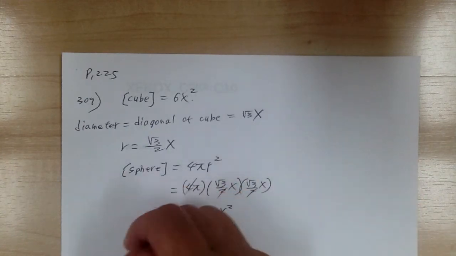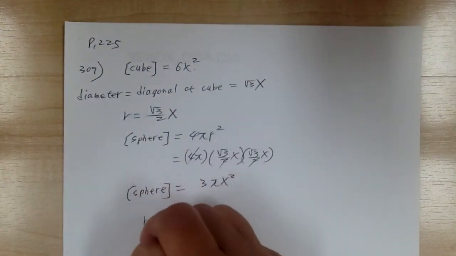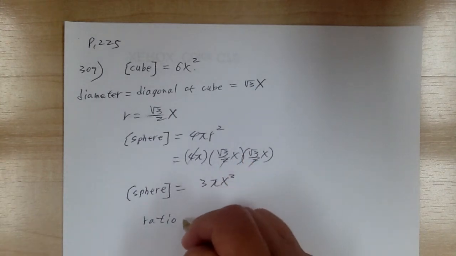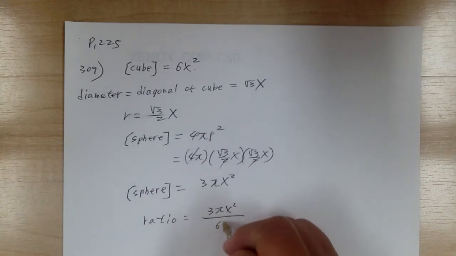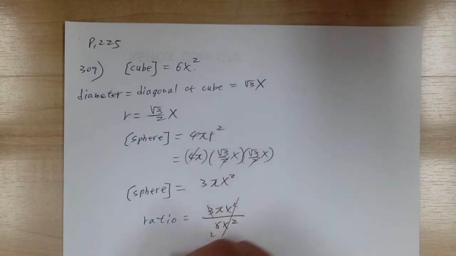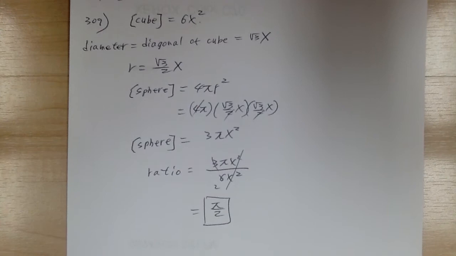So the ratio, you're looking for the ratio of the sphere over the cube. Okay, so this cancels out and this cancels out. So the ratio will equal pi over 2. Okay, let's go to 310.